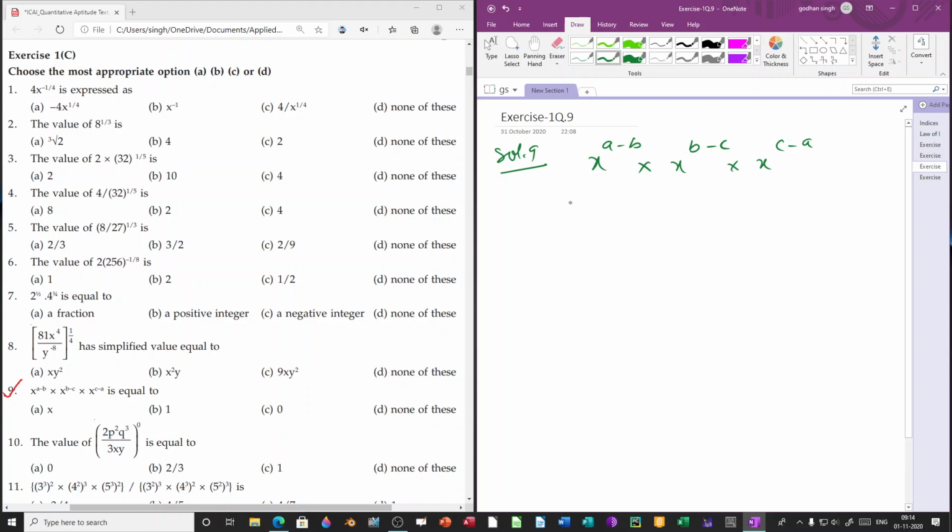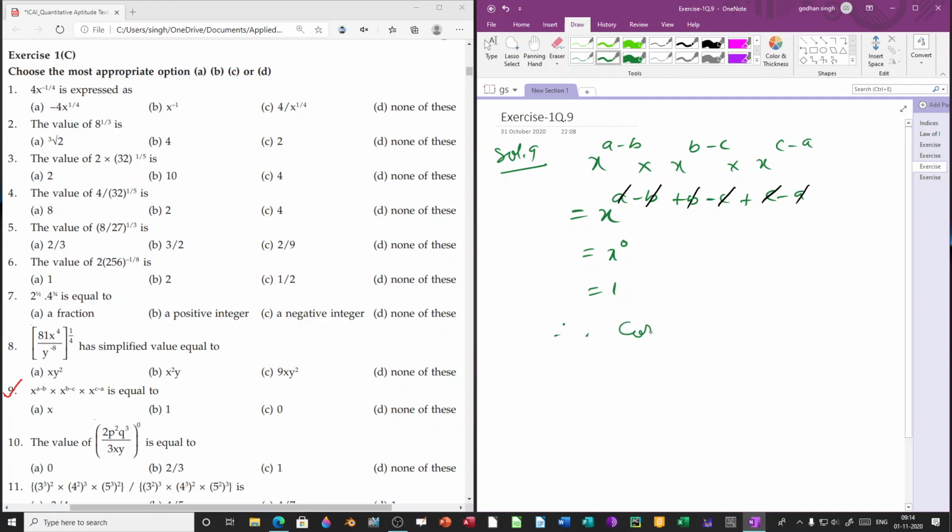So now we know that whenever the base is the same, we can add the powers or the indices. So this can be written as x, because the base is the same. Now we'll add the powers: a minus b plus b minus c plus c minus a. And it can be clearly seen that minus b plus b will cancel each other, a and minus a will cancel, minus c plus c will cancel each other, and so what we are getting is x raised to 0, and we know that any number raised to 0 is 1. So this is equal to 1. So therefore we can say that out of all these the correct option is B.